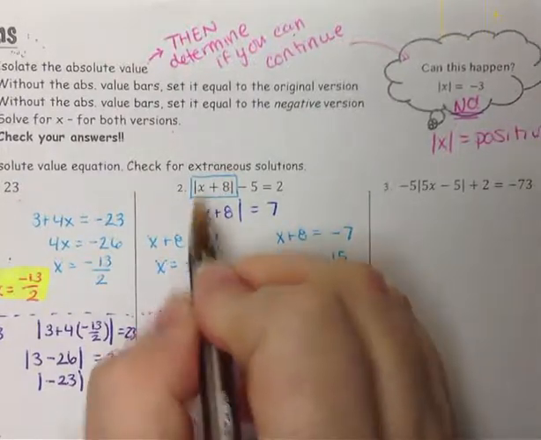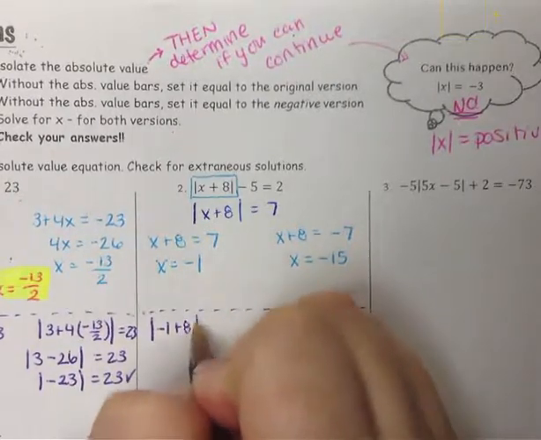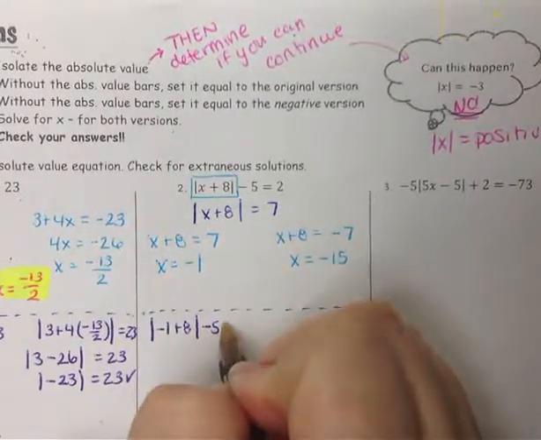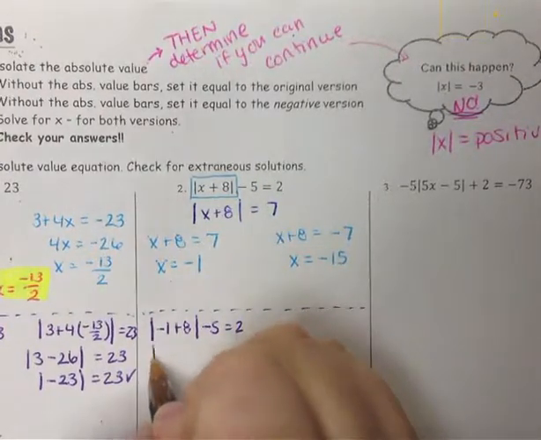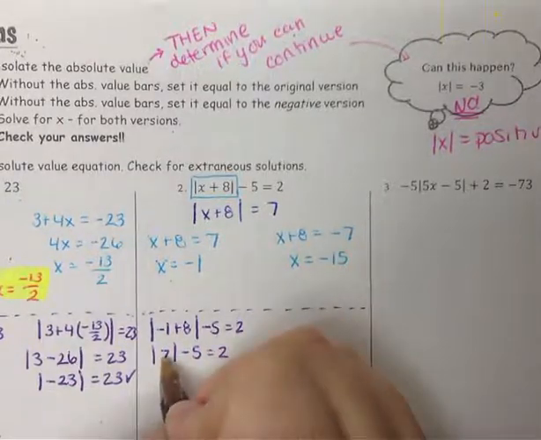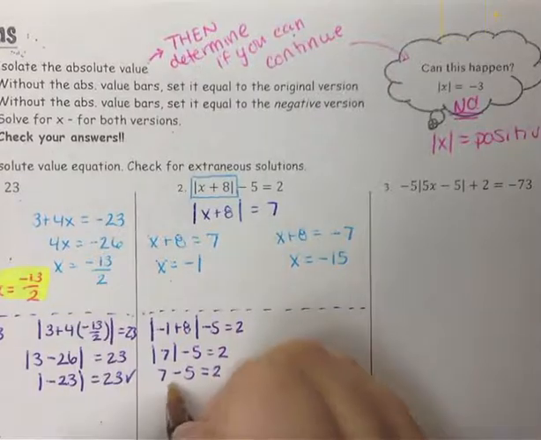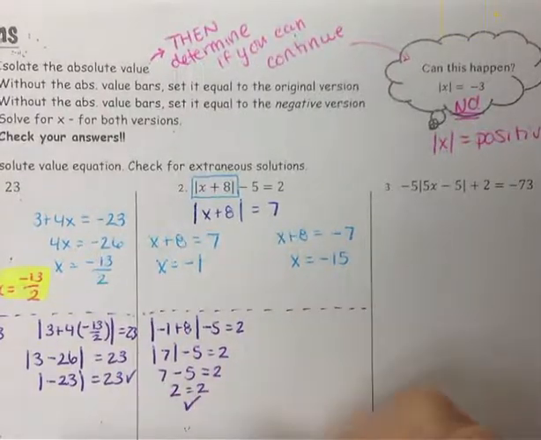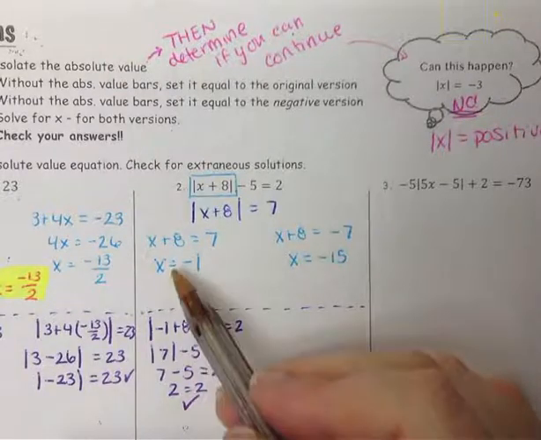So we have, in the original, the absolute value of negative 1 plus 8, absolute value, minus 5 is hopefully equal to 2. So we have the absolute value of 7 minus 5. The absolute value of 7 is 7, so 7 minus 5 is equal to 2. So 2 is equal to 2. It's good. So since 2 is equal to 2, I know that this answer did work.